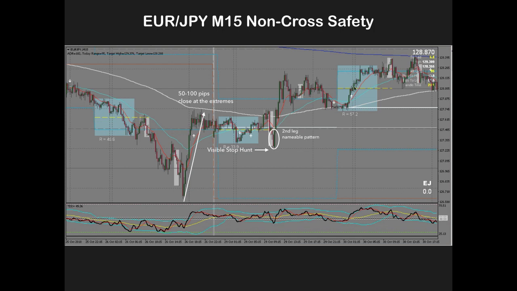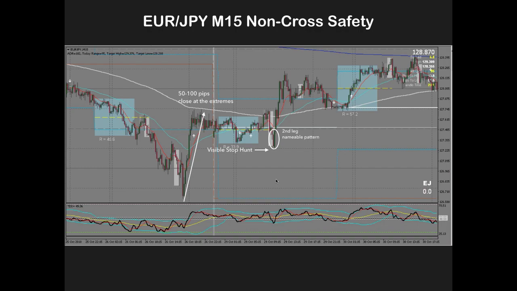So you could have taken this setup as well if you were trading in Asia and caught that 50 pip move. Okay, so two setups here in one. Sometimes when you have the non-cross safety, you can look for that cross to happen, and then you can look for the continuation setup afterwards. So it's nice to get the non-cross, and then you get the cross, and then also a continuation setup after that.